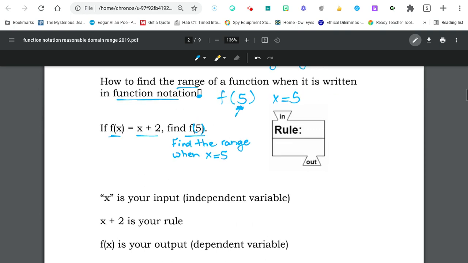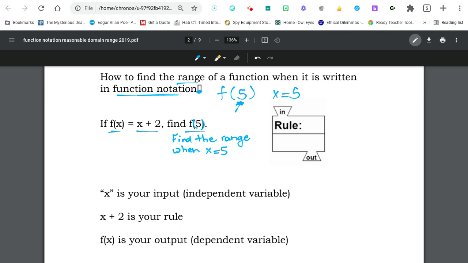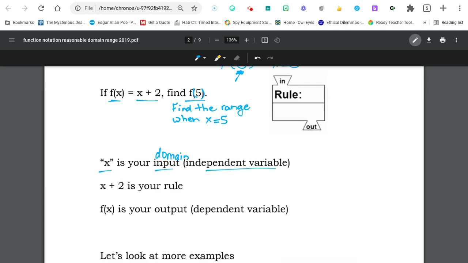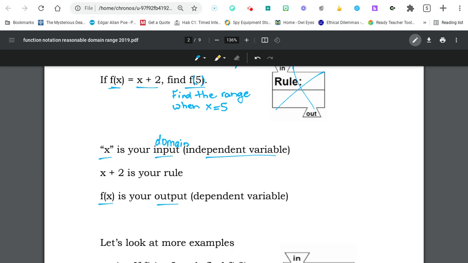So all you're going to do is take out x and replace it with 5. It says x is your input or independent variable. We talked about that in the last video too. Your input, again, is your domain, what you put in. I'm not going to go through this rule thing. I don't think you all need that. F of x is your output, what you get out. And I want you to keep in mind in and out. x is what you put in, and f of x or y is what you get out. Your output is your dependent variable, also known as your range, guys.